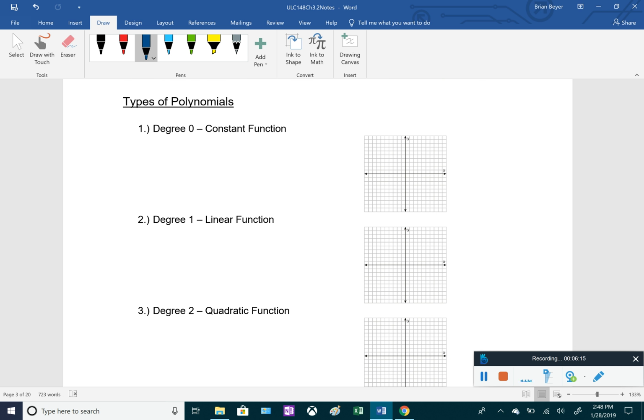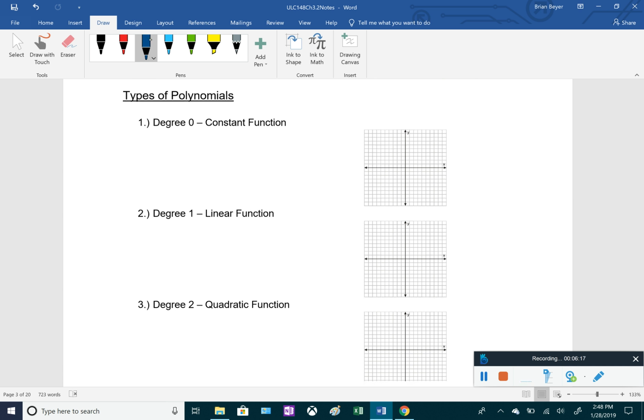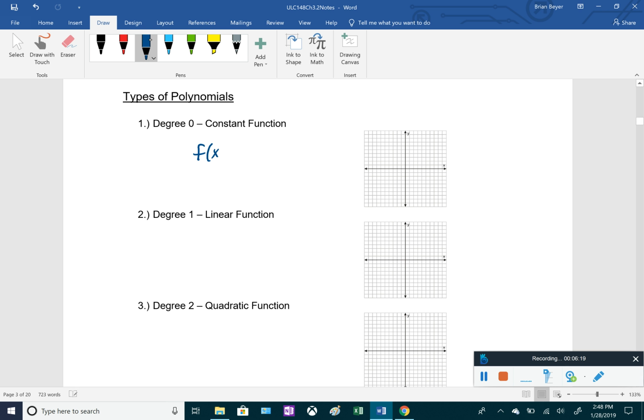So if we have something that's a degree 0 polynomial, that would be something like f of x equals c, where c is a constant. It's just a number. So that's something like f of x equals 3, let's say. If it was f of x equals 3, that would be a horizontal line. So degree 0 functions, constant functions, are horizontal lines.